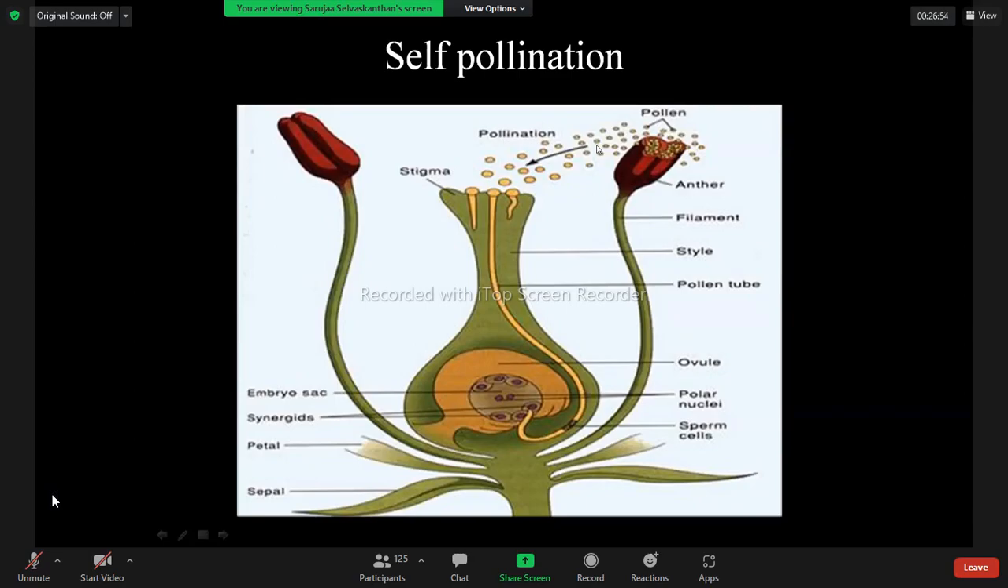The pollen falls in the flower of the same flower or another flower in the plant. In the same, sorry, I couldn't get you. The pollen of the flower falls in the same flower or the same flower in the same plant. Okay.